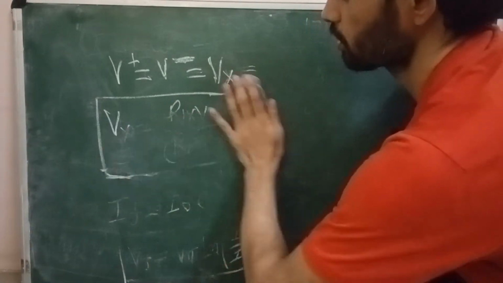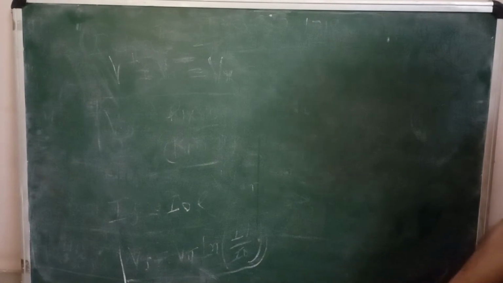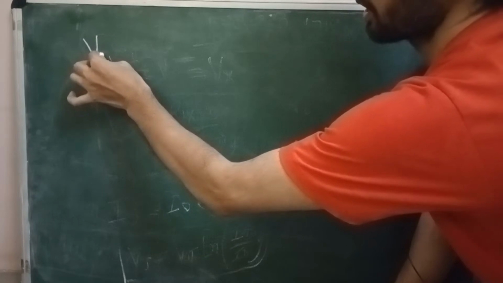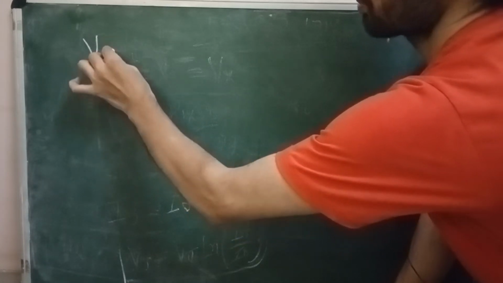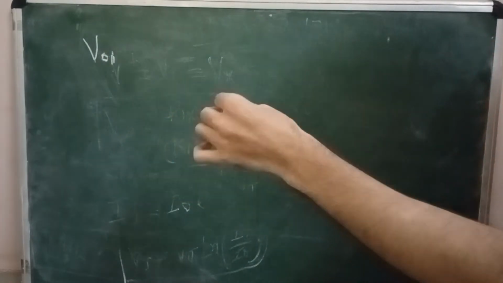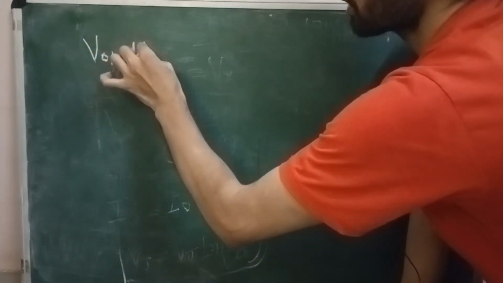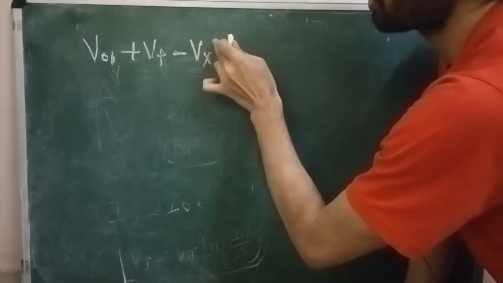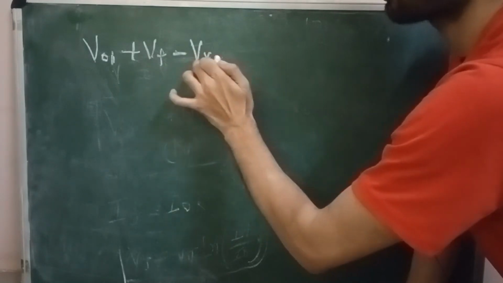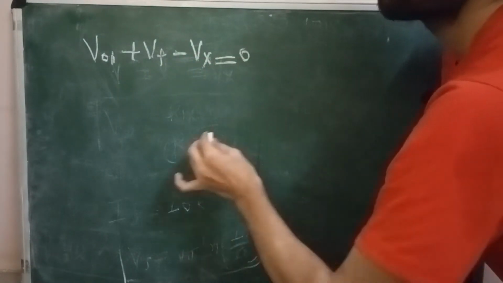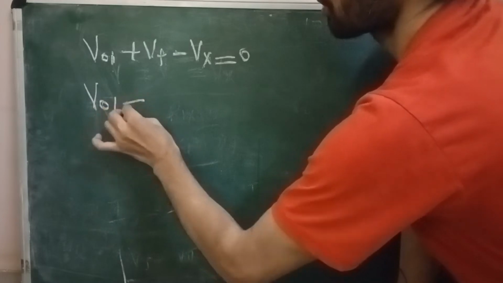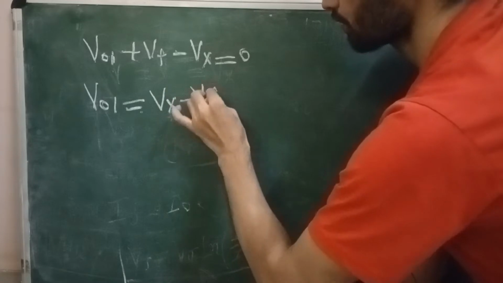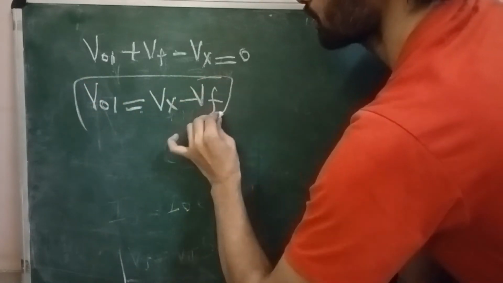Now just apply KVL from the output side to the input side. V01 is the output voltage of op-amp 1. By applying KVL, V01 plus Vf minus Vx, where Vx is the voltage at the inverting terminal by the virtual ground concept, is equal to 0. So from here we get V01 is equal to Vx minus Vf. So this is my V01.